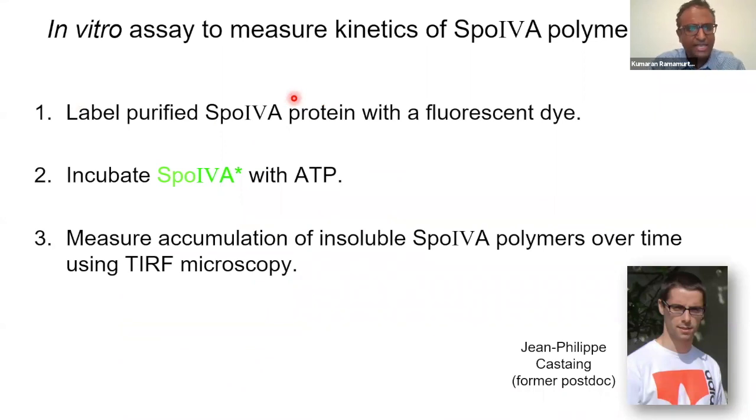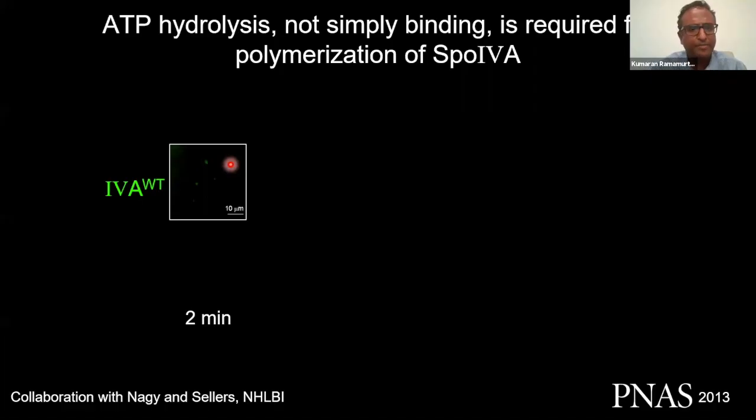So this is Jean-Philippe Castaing again. He wanted to measure the kinetics of SpoVM polymerization. To do this, he took the purified protein, labeled it with a fluorescent dye, incubated it with ATP, and then measured the accumulation of the insoluble polymers over time using TIRF microscopy. So that data is shown here. This was done in collaboration with the Sellers lab at NIH.